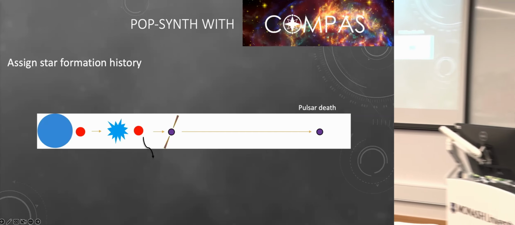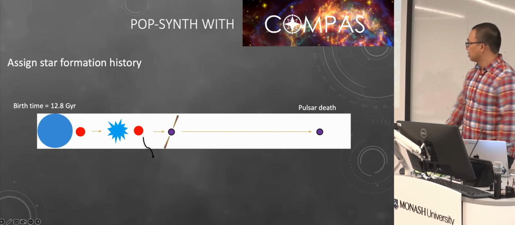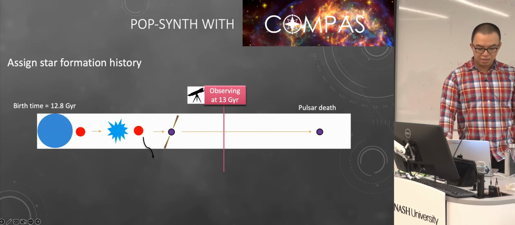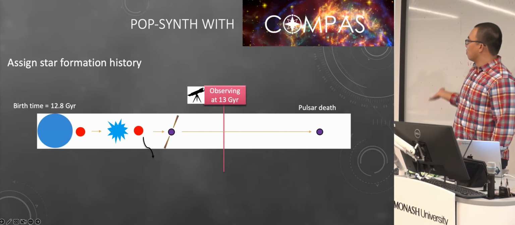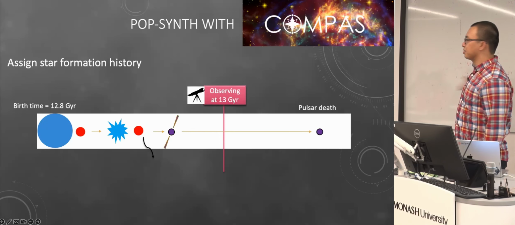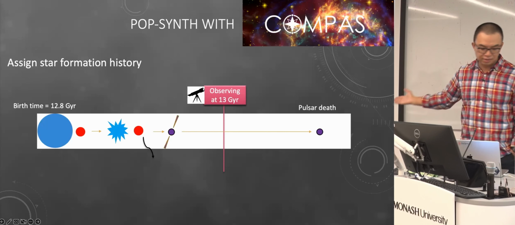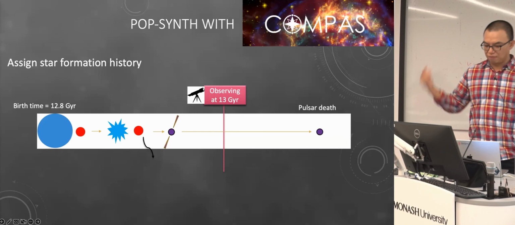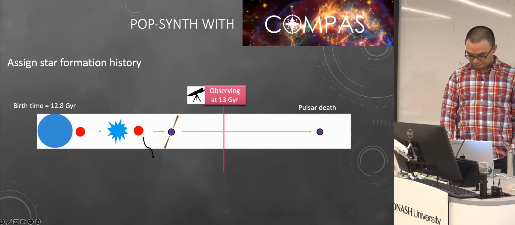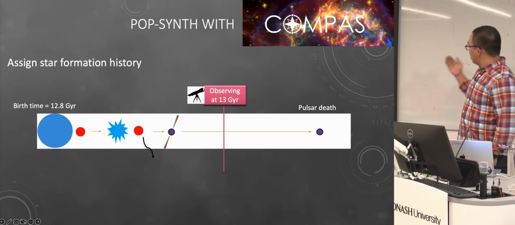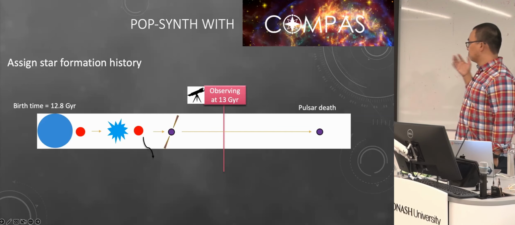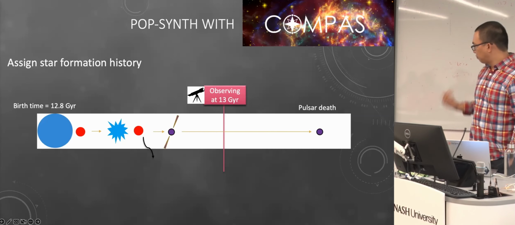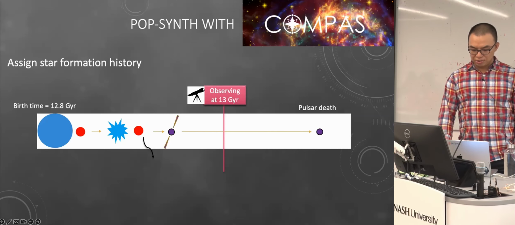So we have to assign a birth time for the system, let's say at 12.8 gigayears, and hopefully we make the observation before the death of the pulsar. If we make the observation after that, we are not actually able to see this system. So we're making the observation at 13 gigayears, which is roughly the age of the galaxy. After we do this for our 10,000 systems, they don't necessarily all turn out to be pulsars, so we have much fewer pulsars in our results.